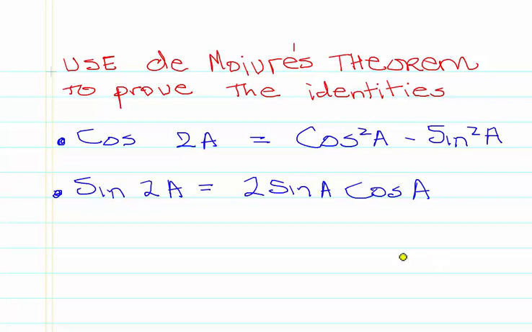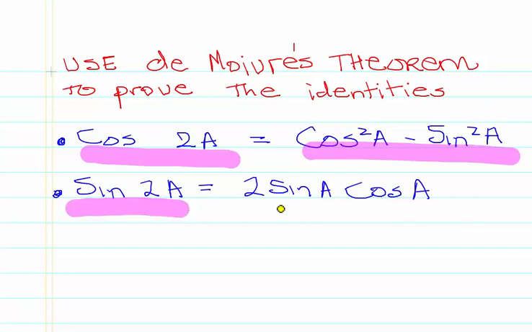Okay, in this presentation we are going to look at complex numbers and how we can use them to deduce proofs for trigonometrical functions, essentially trigonometrical equations. So use de Moivre's theorem to prove the identities. So cos 2a equals cos squared a minus sine squared a. That's our first one. And the second one is show that sine 2a equals 2 sine a cos a.